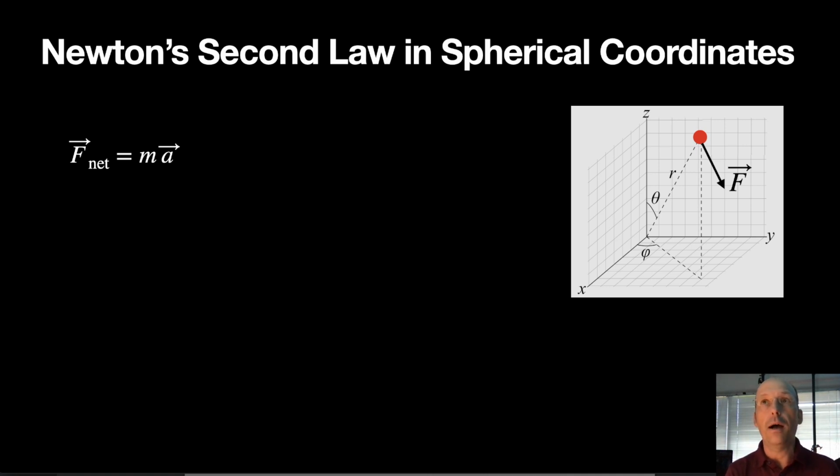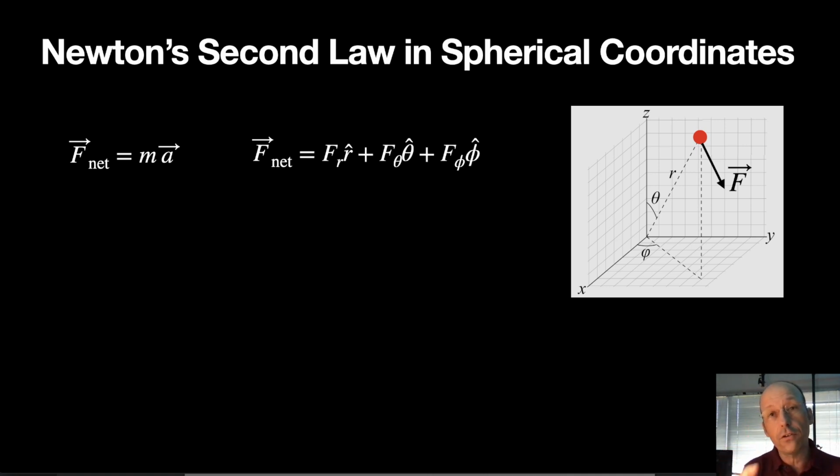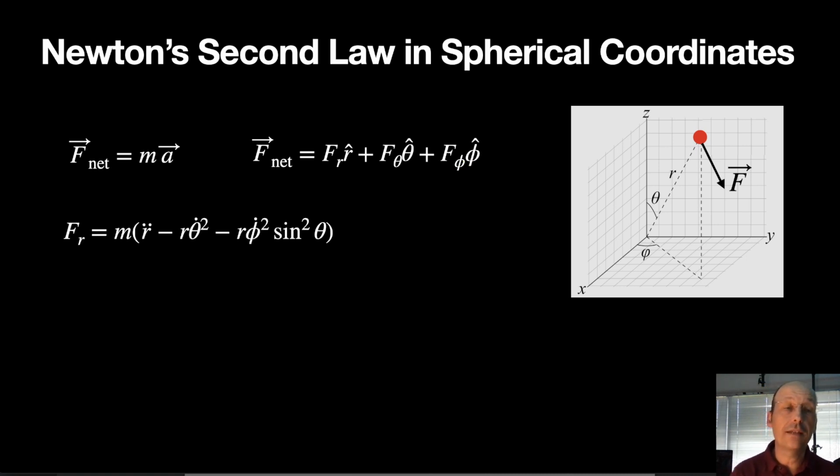It doesn't really matter. So I can write that vector F as some component in the r direction plus some component in the theta direction plus some component in the phi hat direction. I can break it up into components just like I do in Cartesian coordinates. And if I do that, I can write the net force in the r direction as the mass times the acceleration in the r direction. But the r acceleration is just that r hat component of the spherical acceleration, that a r hat component right there.